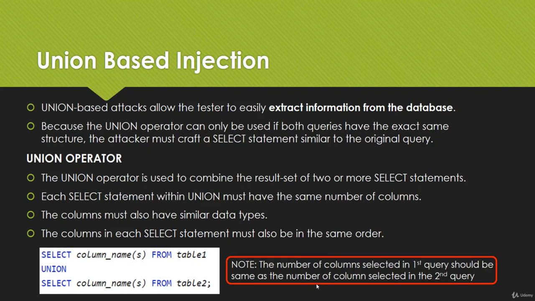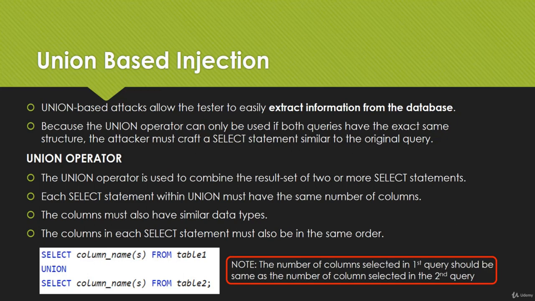Note that the number of columns selected in the first query should be the same as the number of columns selected in the second query. This is the most important point on which the union query depends. As you can see over here, in our first query we have only one column, that is column_name, and in the second query as well we have only one column, that is column_name.